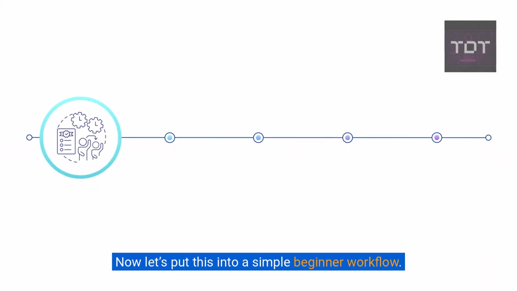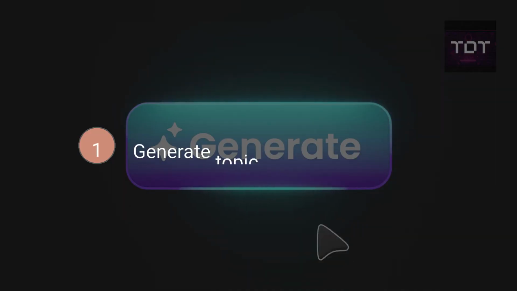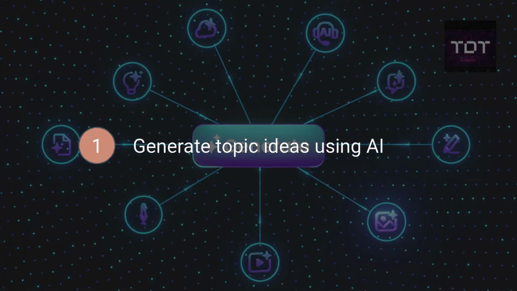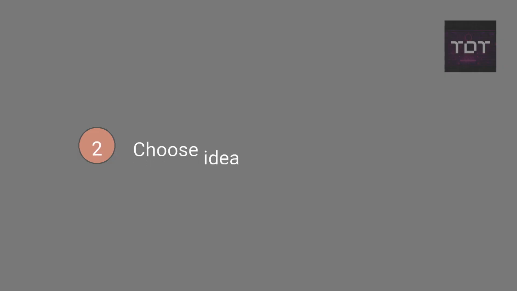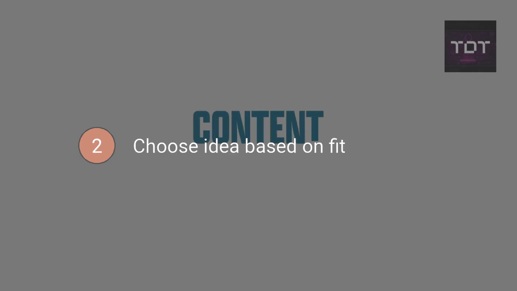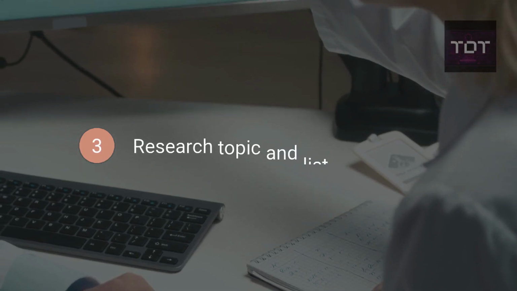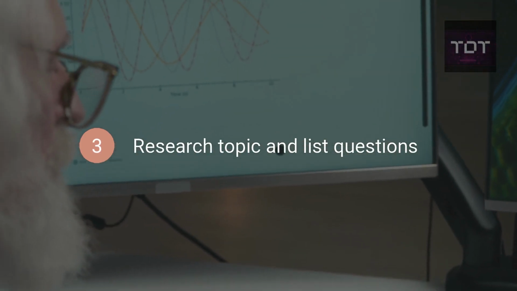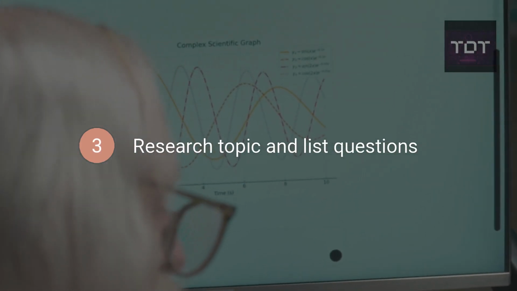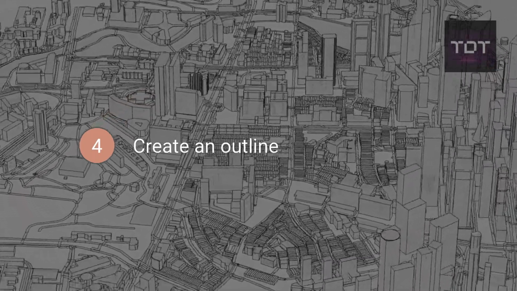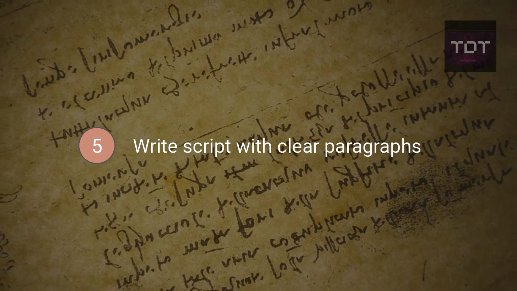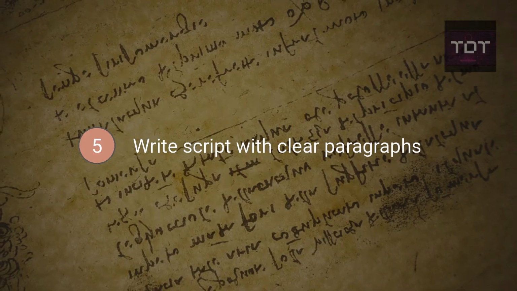Now let's put this into a simple beginner workflow. Step 1. Use AI to generate topic ideas. Step 2. Choose one idea based on usefulness, search potential, and audience fit. Step 3. Use AI to research the topic and list beginner questions. Step 4. Create an outline and send. Step 5. Write the script in short, clear paragraphs.